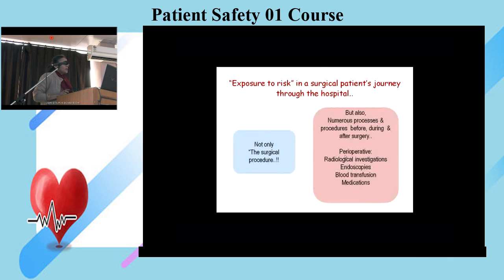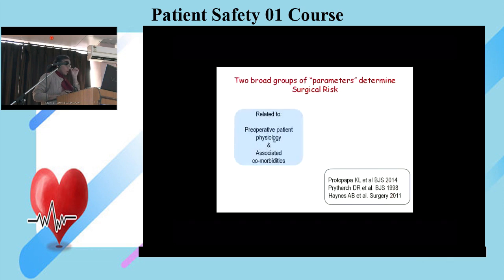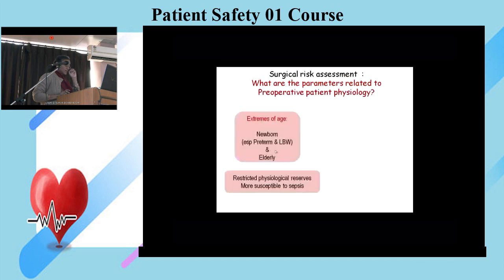Now, the parameters that determine surgical risk can be divided into two broad groups. Those that are related to the preoperative patient physiology and associated comorbidities, and those that are related to the actual complexity of the surgery and the intraoperative events. So what are the parameters related to preoperative patient physiology? Dr. Puneet has highlighted the ASA and the NYHA.